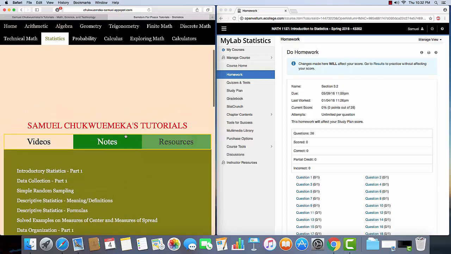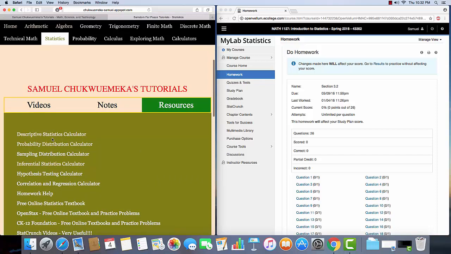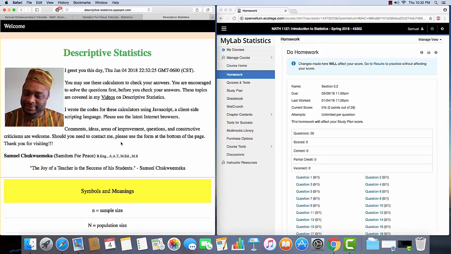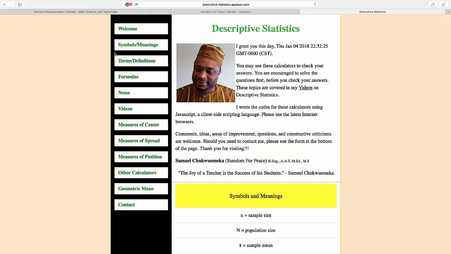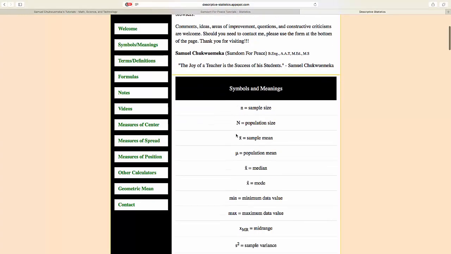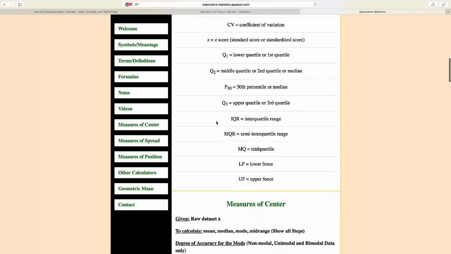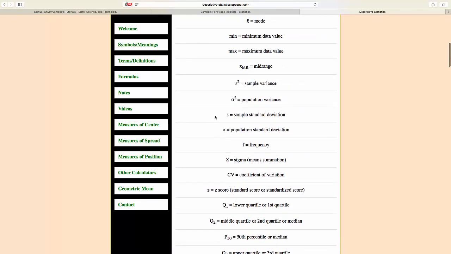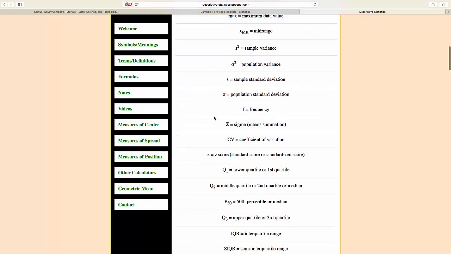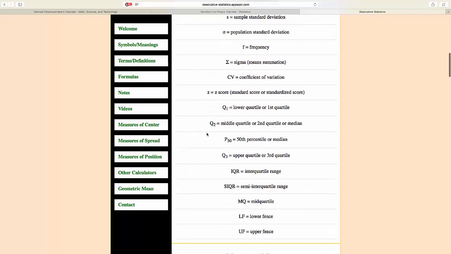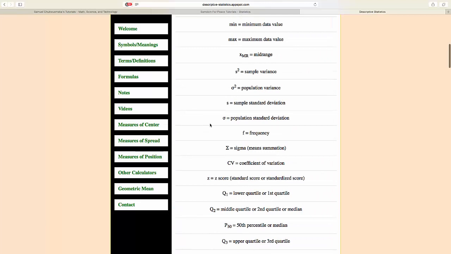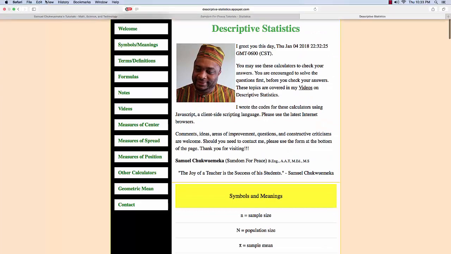So the calculator I will use, I will click on resources to get it, and it will be the descriptive statistics calculator. So I'm gonna open it, descriptive statistics calculator. Let me expand it so you see it. These are the symbols. If you click on the symbols, you see these symbols. It is important that you know all these symbols. These are the symbols you're gonna use in statistics. This is not the entire list. You will still get to know other symbols as we move on. Okay, and if you click on these links, it will take you to the pages. So we're gonna use this calculator and then your StatCrunch. Those are the calculators we're gonna use.